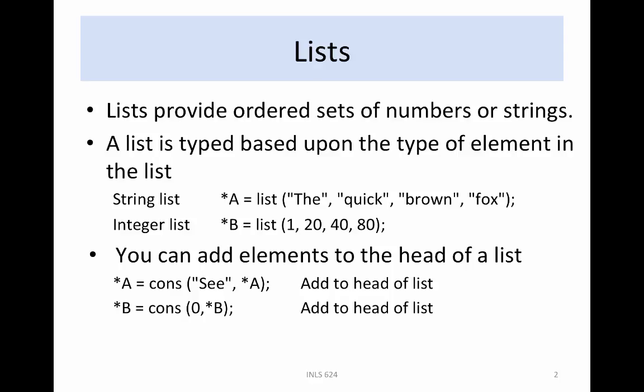The microservice to add elements to the head of a list is cons, C-O-N-S. The operation *A = cons("C", *A) adds the word C to the start of the list. *B = cons(0, *B) adds the number 0 to the start of the list *B.